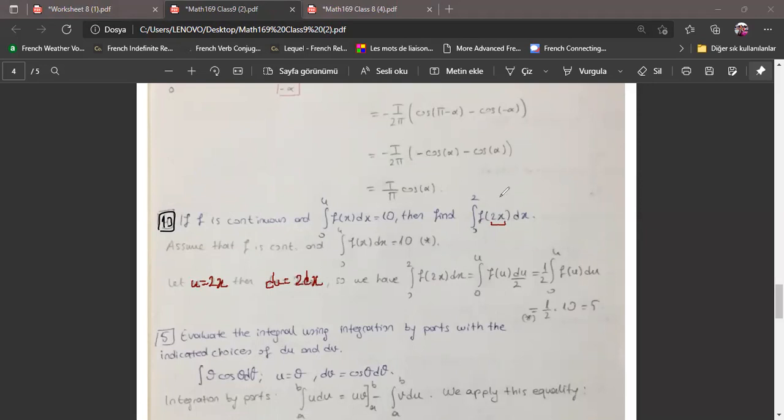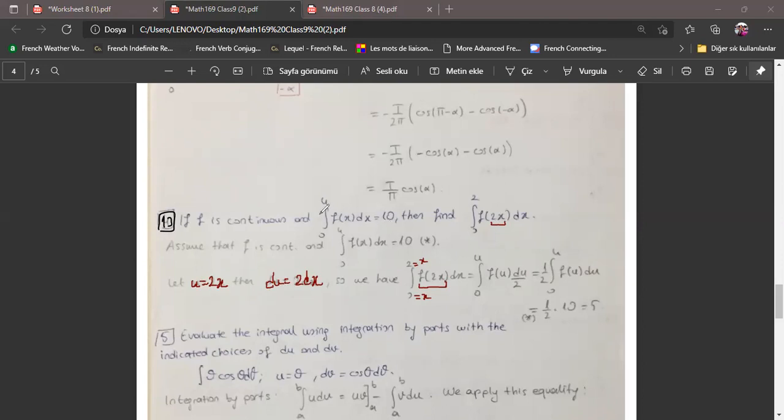So we can rewrite this given integral in terms of u. We have f of u, and dx is equal to du over 2. What about the boundaries? When x equals 0, we get 0. When x equals 2, we get 4. So it can be written like this, with 1 over 2 outside of the integral.